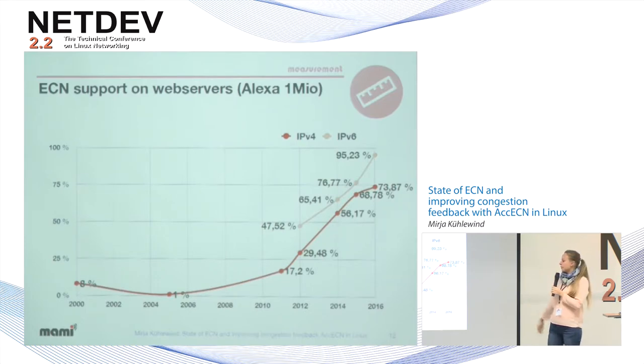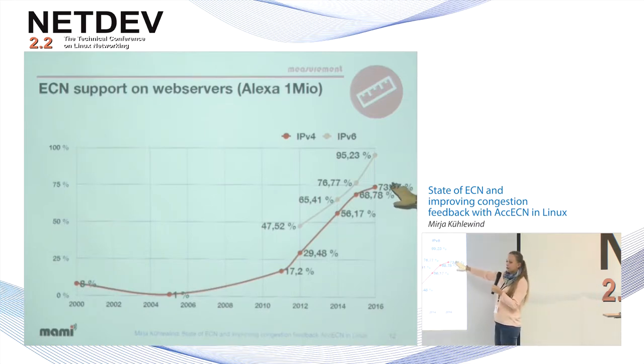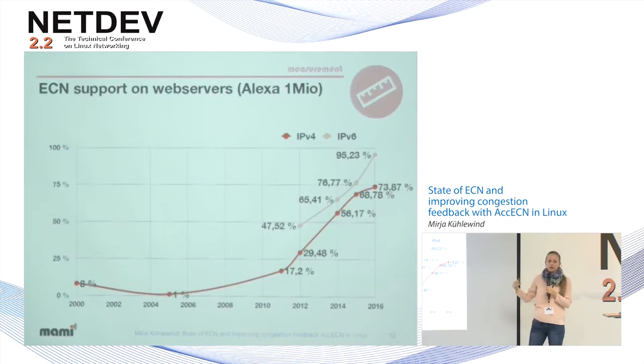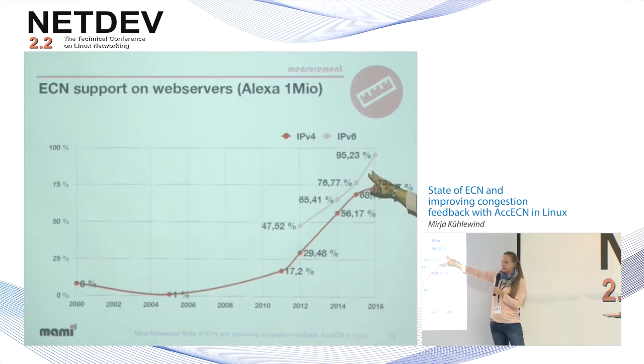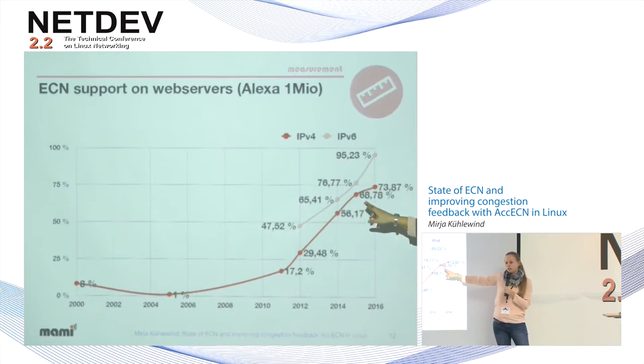and so the recommendation was just to turn it off. And then at some point, people came up with the server mode idea. Because of server mode, and as web servers update their OS, you see more and more support on web servers. We're currently somewhere at 75%, which is pretty good for the Alexa top million web servers. The support in IPv6 is a little bit higher, but this is also much fewer IP addresses, because not all of the Alexa top million unfortunately support IPv6.